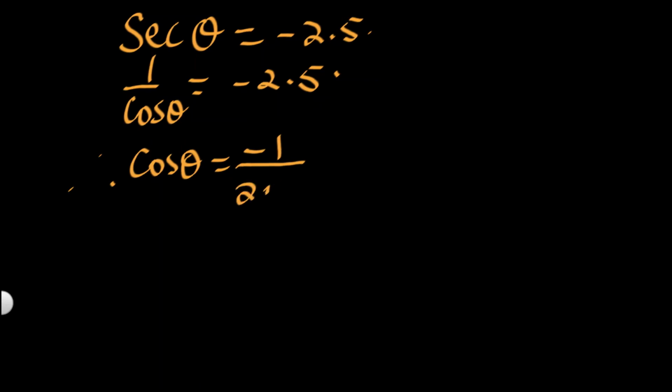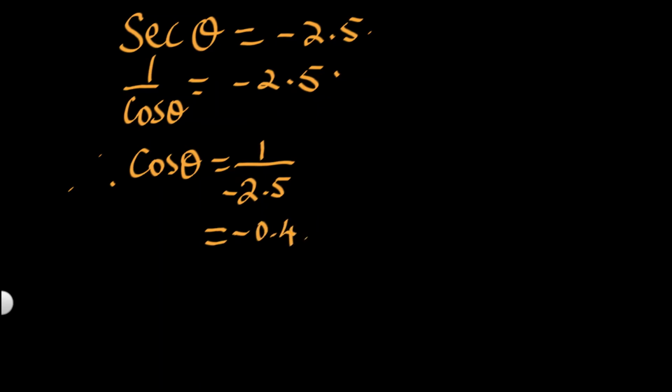2.5. Or let me write it as it should be. So this is 1 divided by minus 2.5. We get our cosine of theta. We just punch in your calculator: cosine of theta is 1 divided by minus 2.5. We get minus 0.4. So it's a negative, minus 0.4.